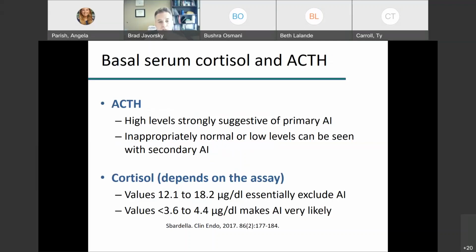Basal ACTH and cortisol levels: if ACTH is very high, then it's strongly suggestive of primary adrenal insufficiency. If it's inappropriately normal or low, this can be seen with secondary adrenal insufficiency. For cortisol, the result depends a little bit on the assay, as we'll see here, but some studies have shown that if basal cortisol levels are somewhere in the range of 12 to 18, then you can essentially exclude adrenal insufficiency, and no further testing is needed. On the other side, if the cortisol levels are very low, and studies suggest a cutoff somewhere around 3 to 4, that makes adrenal insufficiency very likely. And again, this depends a little bit on the cortisol assay.